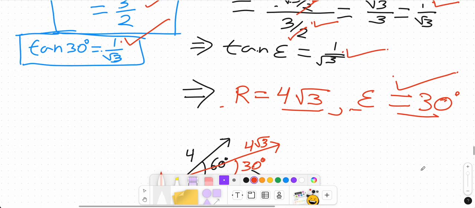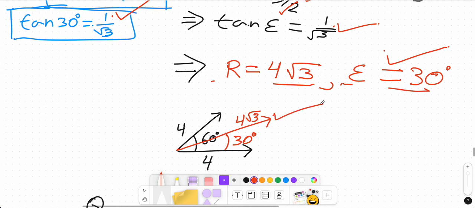Let us see in the diagram. So this is the resultant. Its magnitude is 4 root 3. Angle it is making is 30 degree. Now let me give you a question for you.